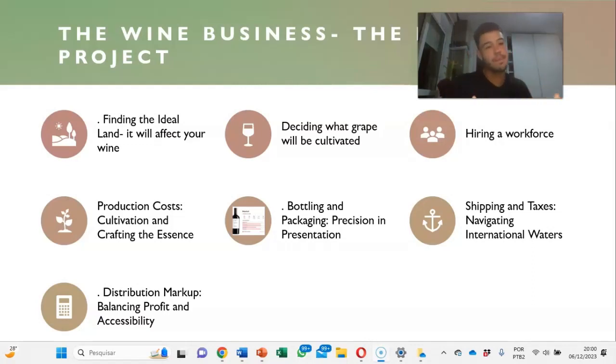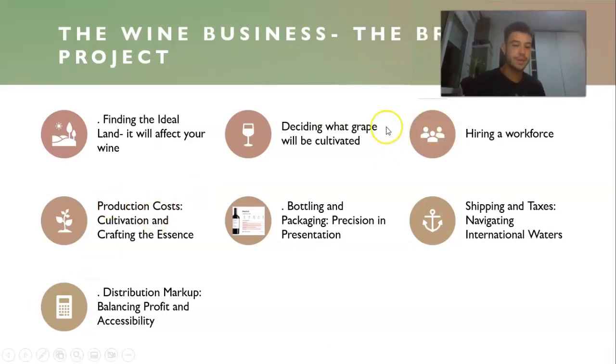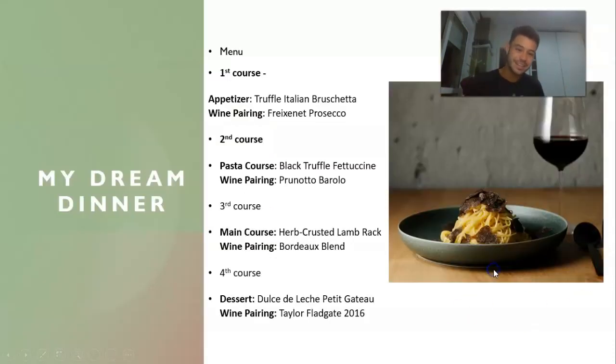How you bottle and how you package is going to be very important, especially to dictate the price of your wine. So this is very, very interesting. More complex bottles are going to follow up with more expensive wines. Then you have shipping and taxes, and then you have the distribution markup. Then you need to balance profits with accessibility, and then you get a profit so you can keep growing your wine and actually growing your experience.